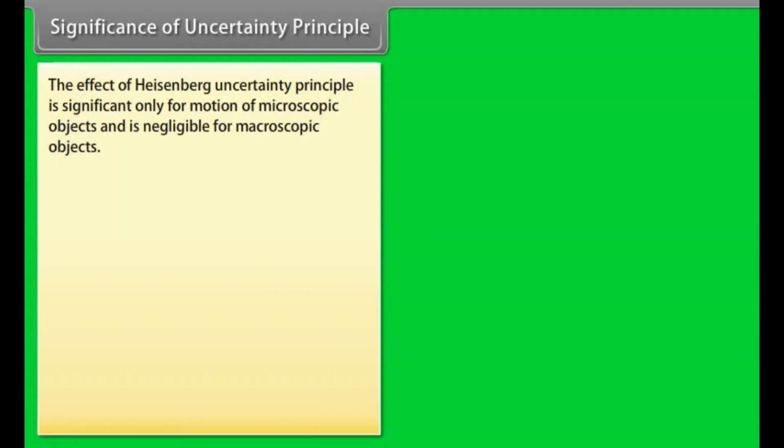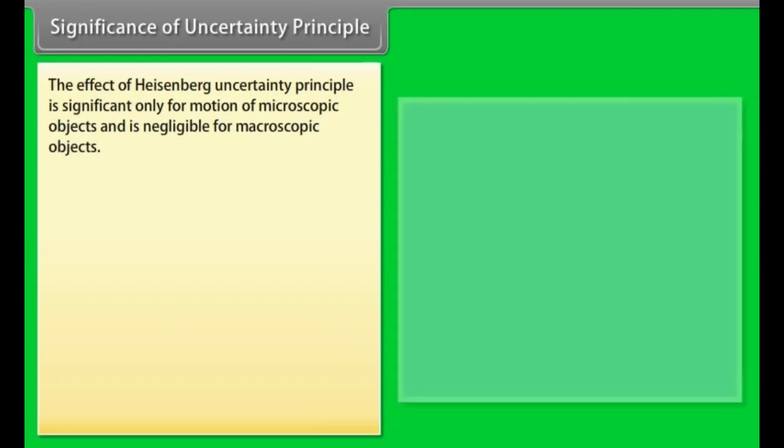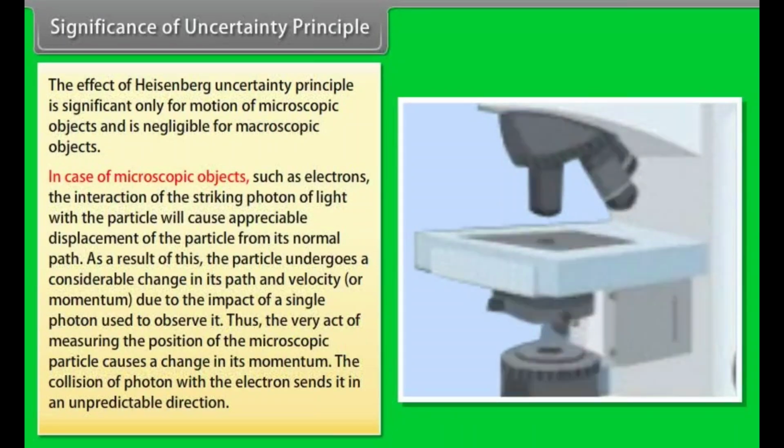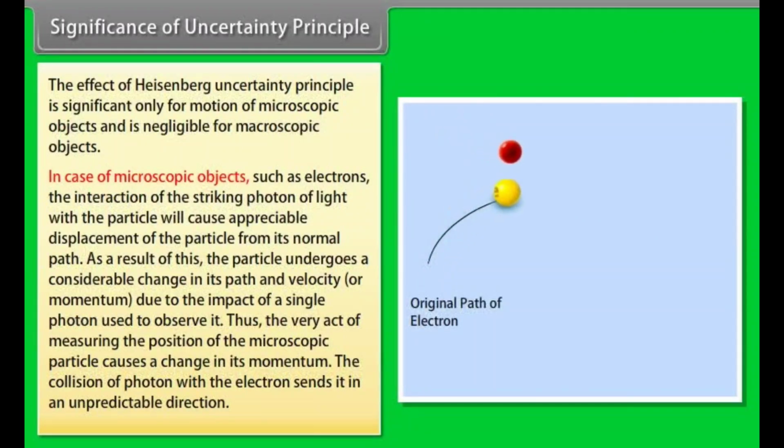Significance of the uncertainty principle. The effect of Heisenberg's uncertainty principle is significant only for the motion of microscopic objects and is negligible for macroscopic objects. In the case of microscopic objects such as electrons, the interaction of the striking photon of light with the particle will cause appreciable displacement of the particle from its normal path. As a result, the particle undergoes a considerable change in its path and velocity or momentum due to the impact of a single photon used to observe it. Thus, the very act of measuring the position of the microscopic particle causes a change in its momentum. The collision of the photon with the electron sends it in an unpredictable direction.